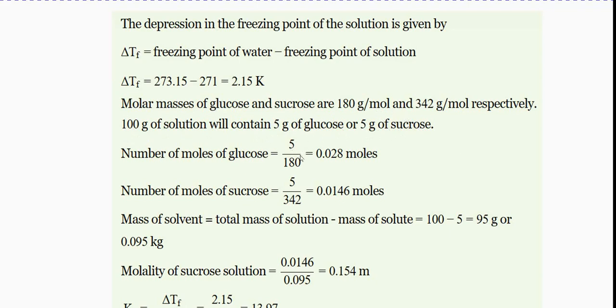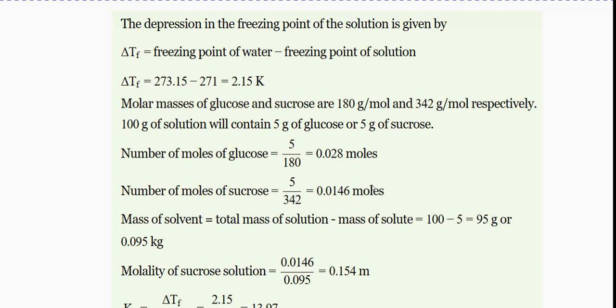That is mass by molar mass. So the number of moles of glucose is equal to mass, which is 5 grams, by molar mass, which is 180. So 0.028 moles of glucose. And the number of moles of sugar, sucrose here, is mass by molar mass, 5 by 342, that is equal to 0.0146 moles.